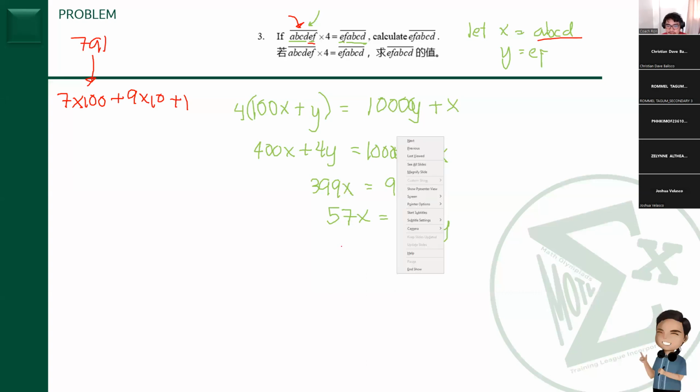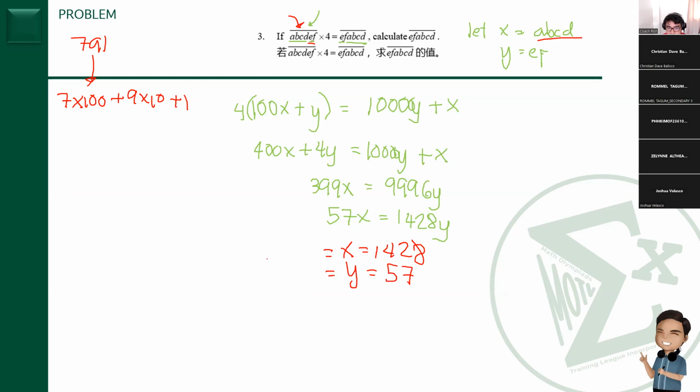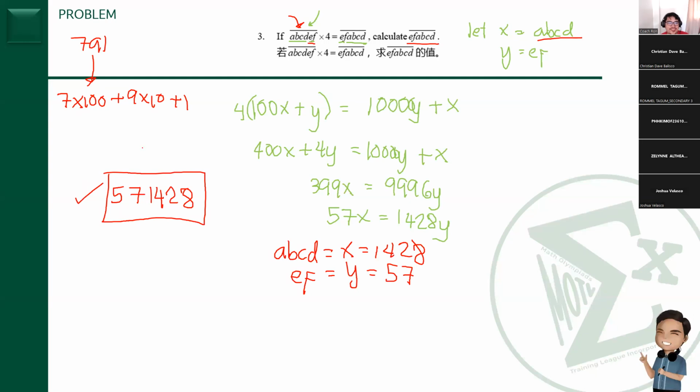Okay. So we're just gonna flip it over and our answer is gonna be x is 1428 and y is 57. And replace it back. X is ABCD and y is EF. All right. So we're looking for EF ABCD. So EF ABCD is gonna be 5, 7, and then 1, 4, 2, 8. This should be our final answer. Ho, ho, ho. Next up.